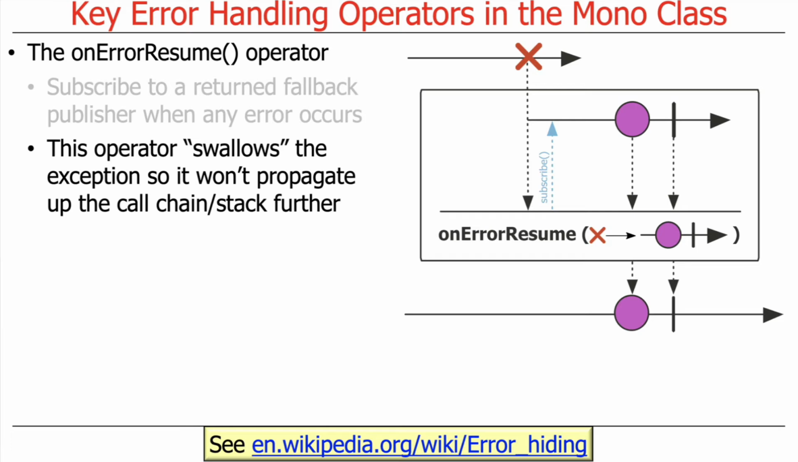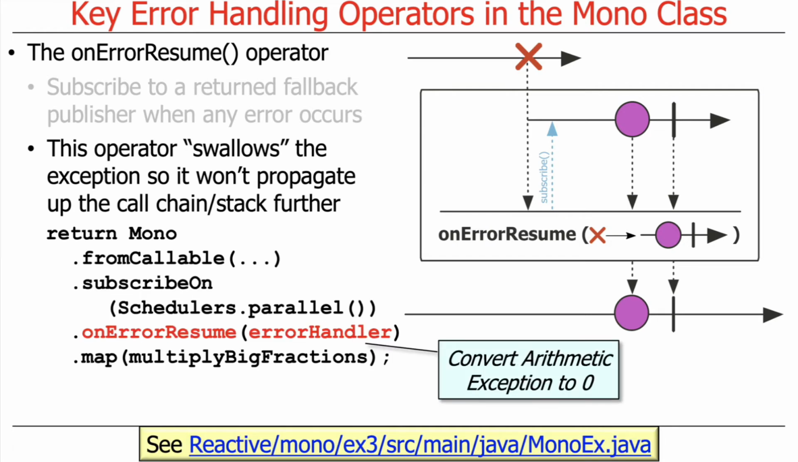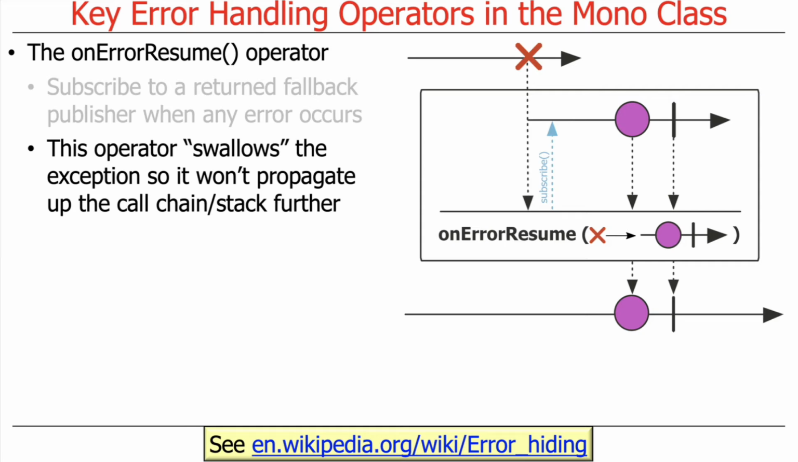This particular operator will swallow the exception, so it doesn't propagate up the call stack or the call chain any further. It'll stop it, and return the fallback instead of throwing the exception, basically. And that's what's commonly referred to as error hiding.